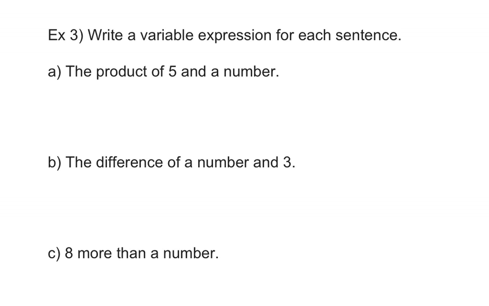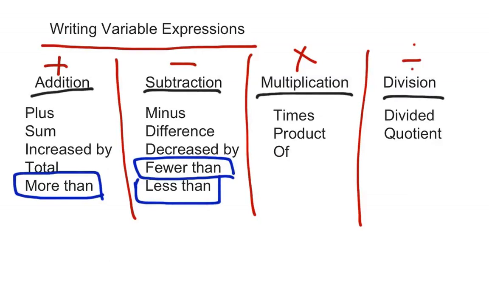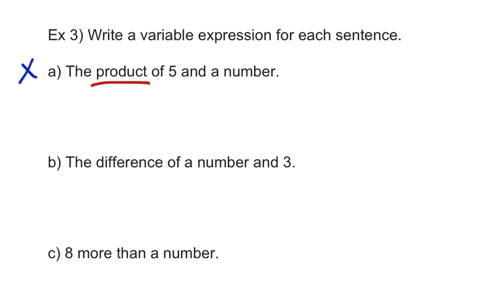Example 3, write a variable expression for each sentence. So for part A, if I'm starting with this one, the product of 5 and the number. When I'm looking at this, the first thing I want to do is look for our key word. In this one here, it's product. If you don't remember what product is, we can go back to our chart here and look for the word product. Looks to me like it's right here under multiplication. So that means that I'm going to be multiplying these things together.